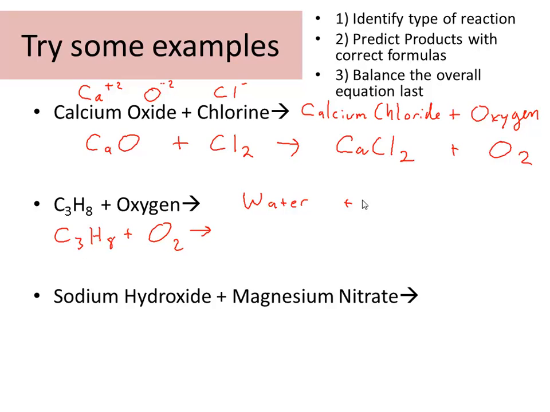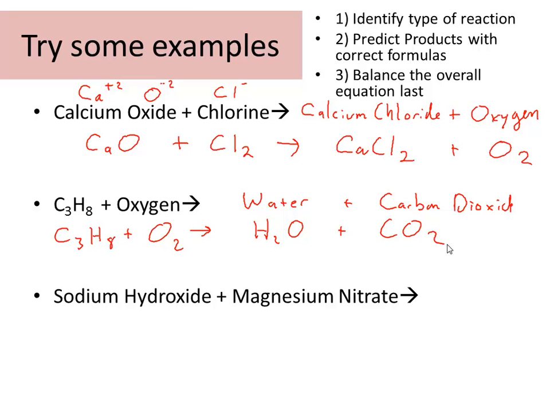Oxides of carbon and oxides of hydrogen. We have our oxide of hydrogen right here. What's our oxide of carbon? It's a common carbon oxide. Carbon dioxide. So we have H2O plus CO2. So then I can balance them later.